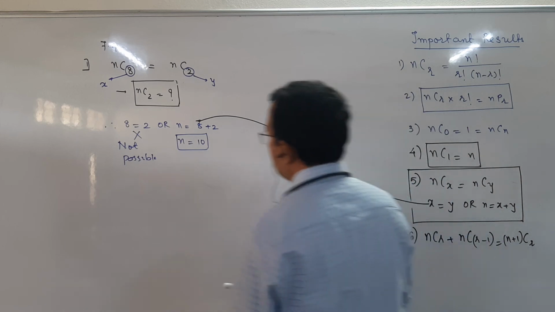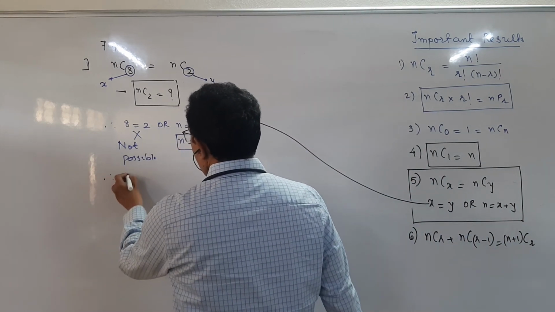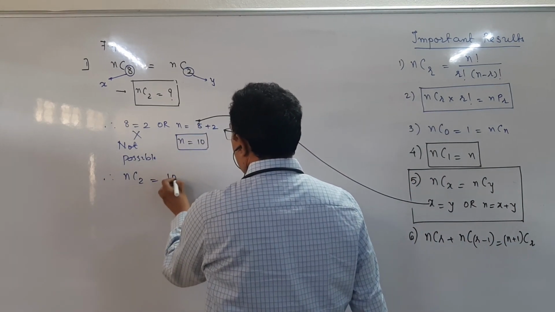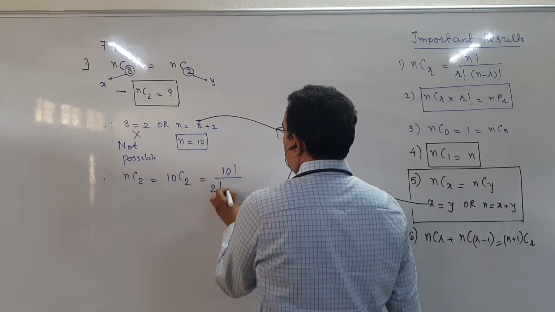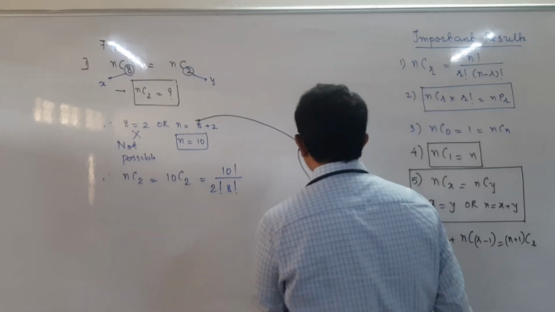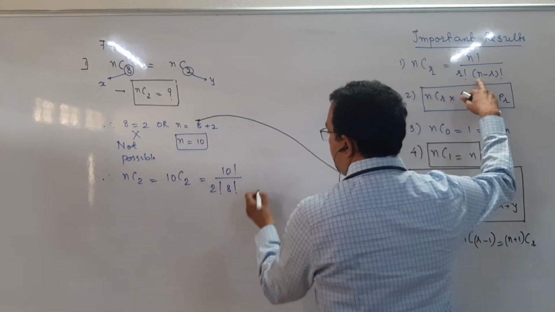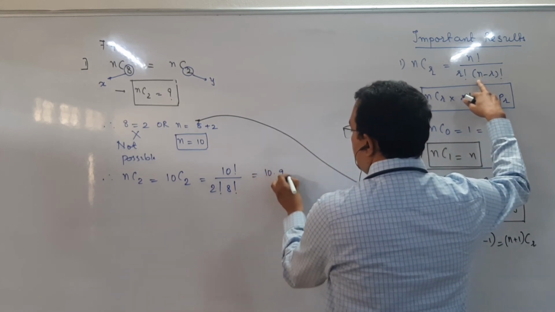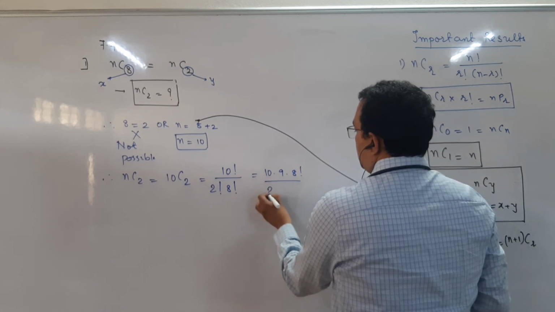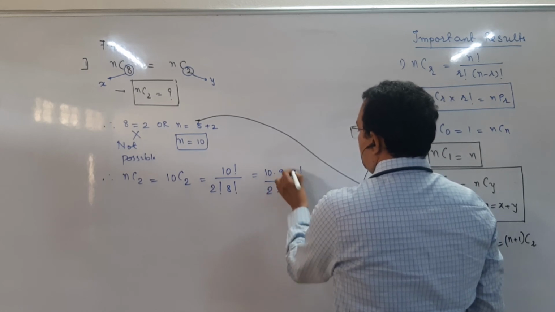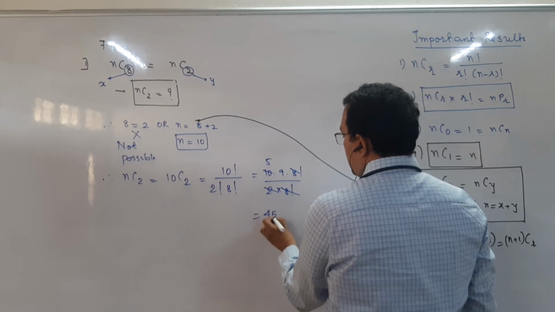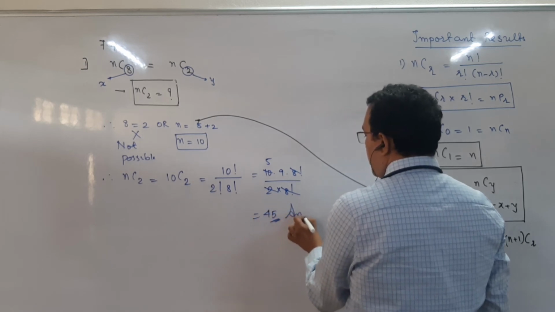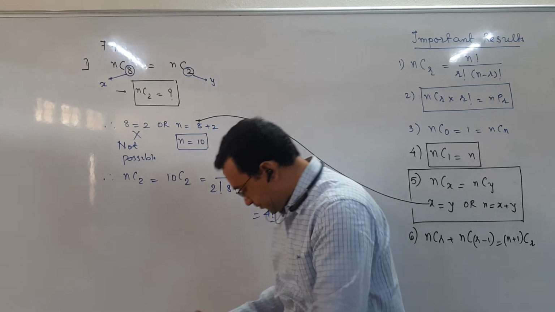So n is equal to 10. Therefore, 10C2 is equal to 10 factorial upon 2 factorial into 10 minus 2, 8 factorial. Apply the standard formula. Reduce 10 into 8. 2 factorial is 1 into 2. 2 ones are 2, 5 twos are 10, 5 nines are 45. 45 students is our answer.